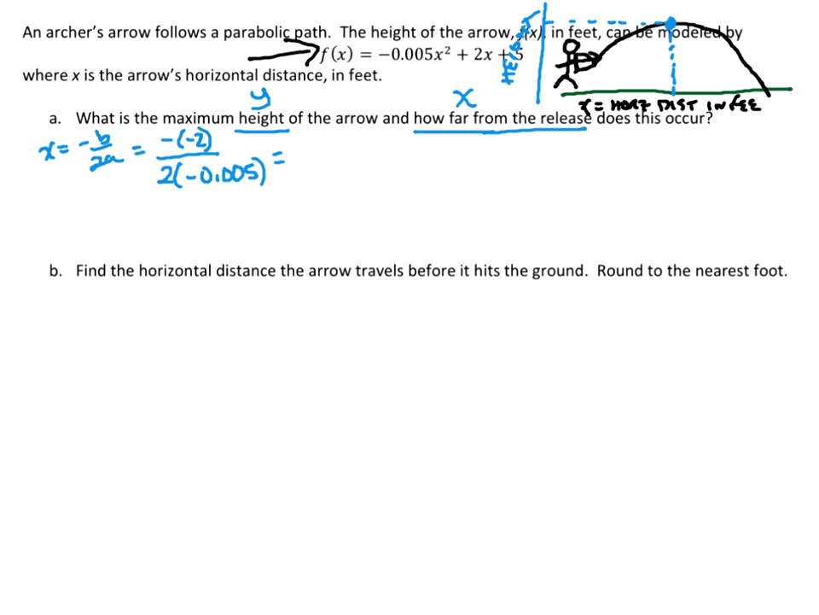I'm going to get my hand calculator and check this. I don't like using these calculators on the desktop. I never feel like I can get them to do what I want them to do. Okay, so 2 divided by 2 times 0.005. Okay, so I get negative 200.